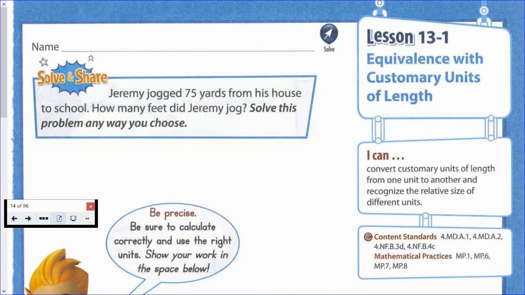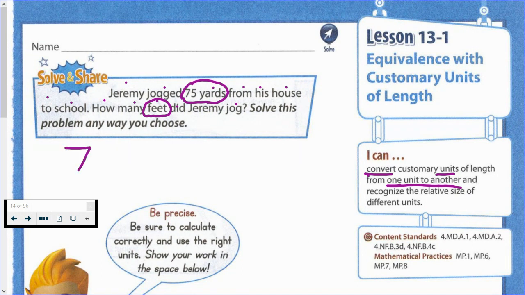Focusing on our solve and share, what we're going to be doing is what's called converting units from one unit to another. As you see how this works, that will start to make more sense. Here's our solve and share situation. Jeremy jogged 75 yards from his house to school. How many feet did Jeremy jog? The first thing I want you to notice is we're given his measurement for the distance he jogged in yards, and we're being asked to figure out what that is in feet. Guys, that's called converting or a conversion. When you're changing from one unit of measurement to another, that's a conversion.